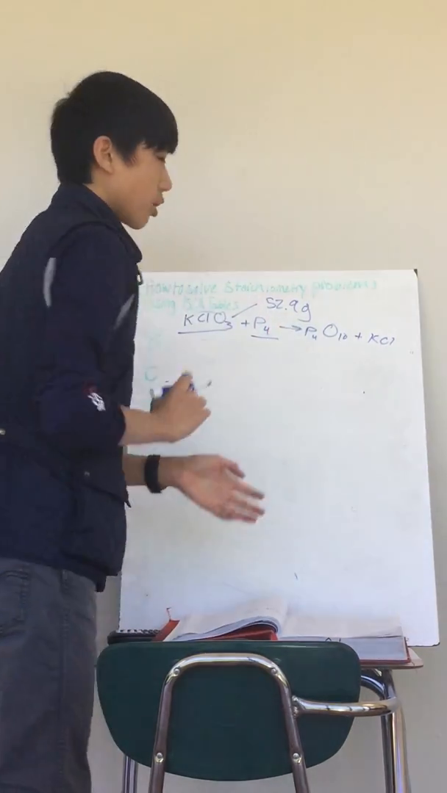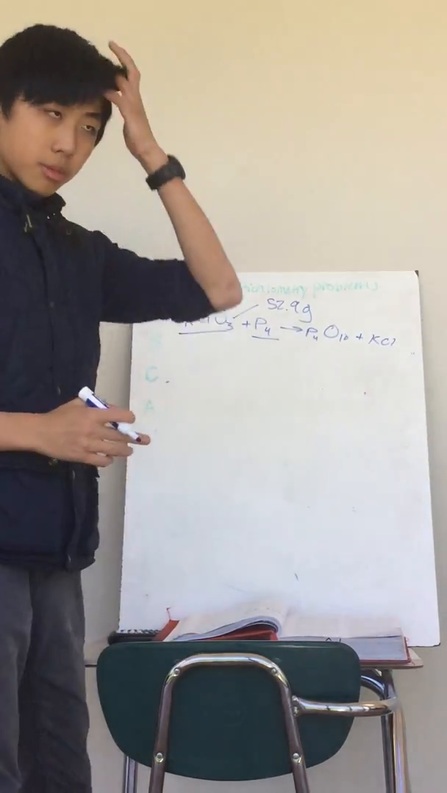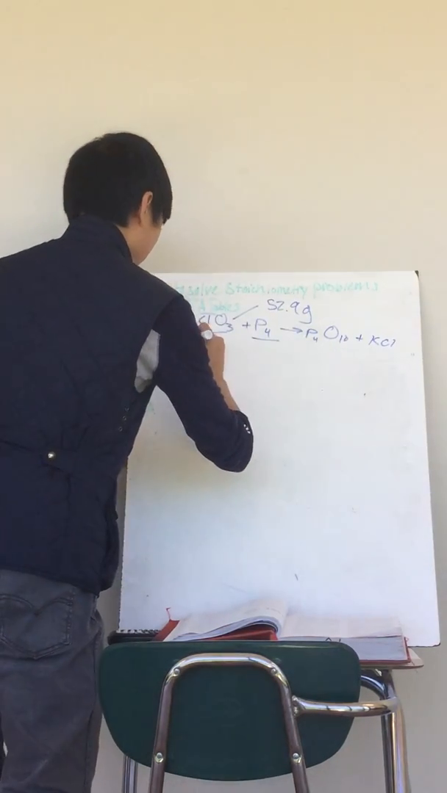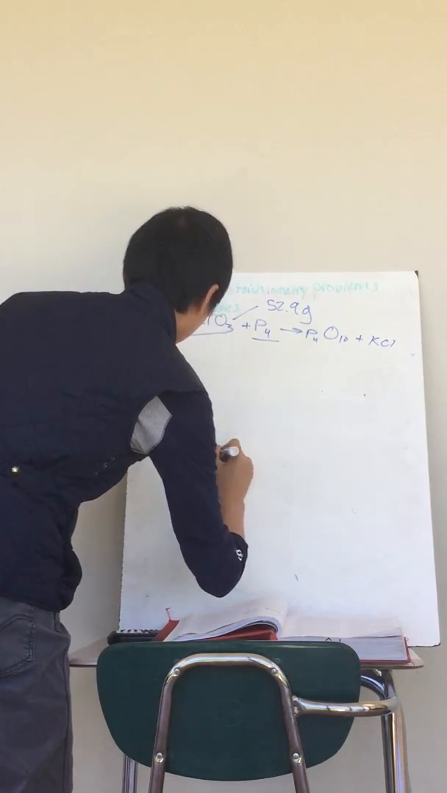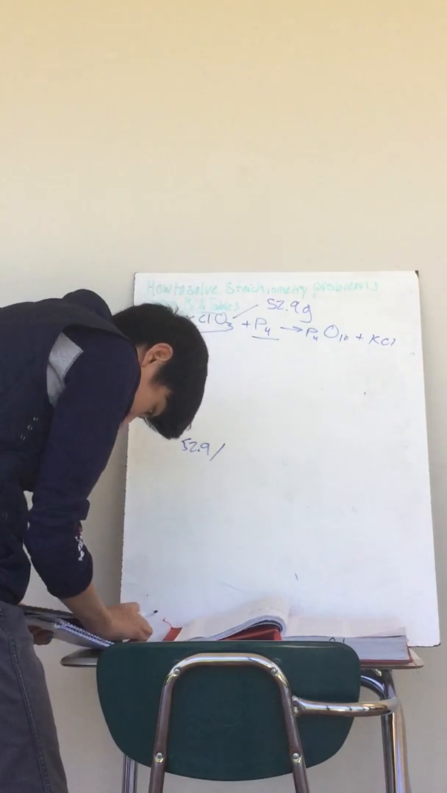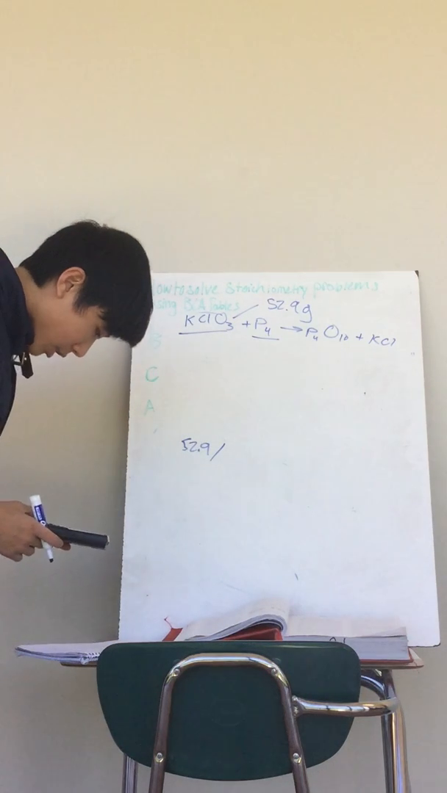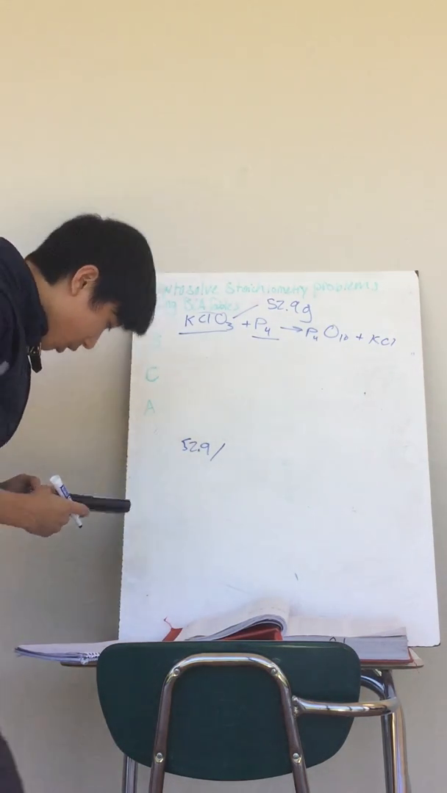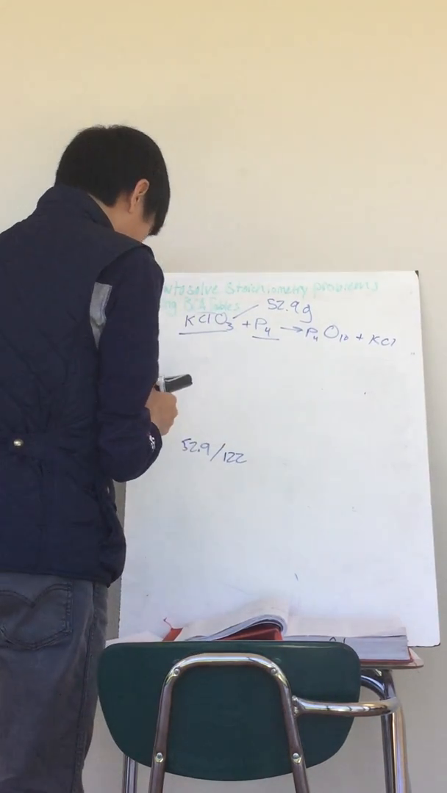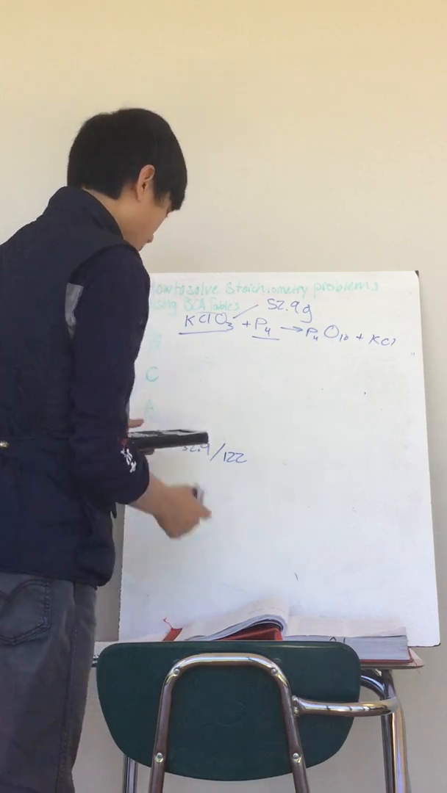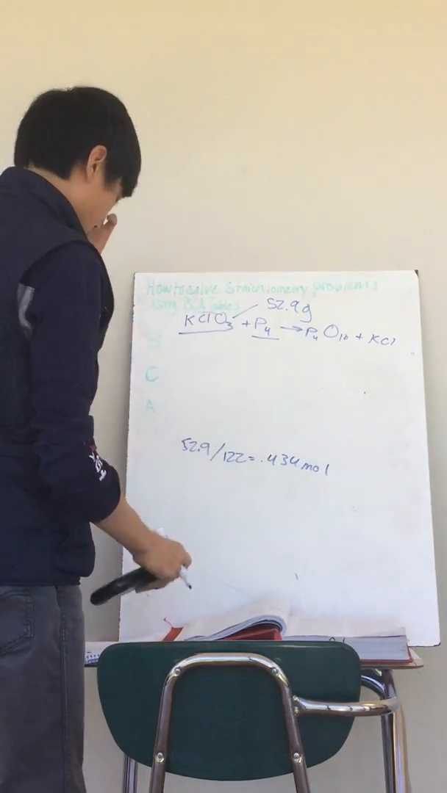You don't need to take the excess reactant into consideration, so you don't need to worry about the limiting reactants. Now you have 52.9 grams and you need to find the moles for that. So 52.9 divided by the molar mass of KClO3. Again, find the molar mass: 39 plus 35 plus 48, so over 122. 52.9 over 122 gives you 0.434 moles.